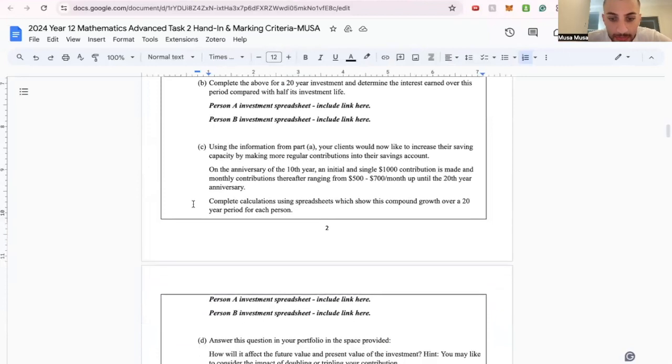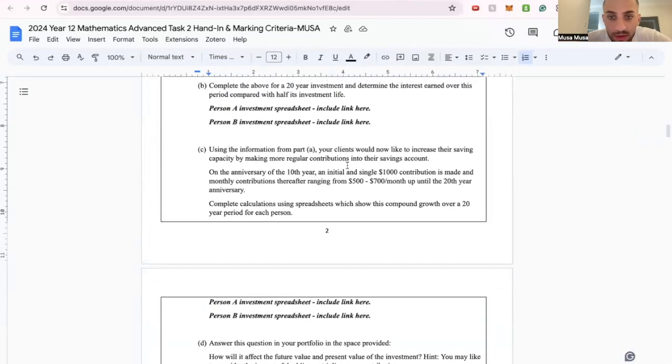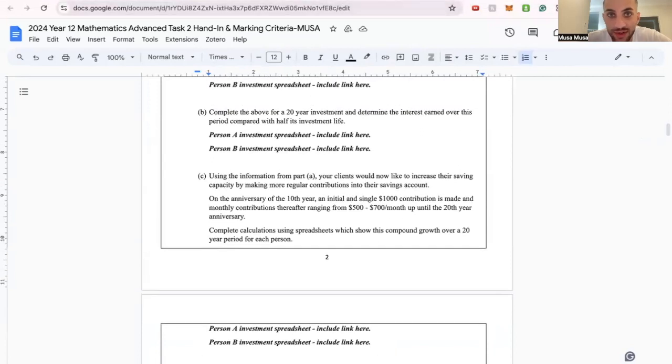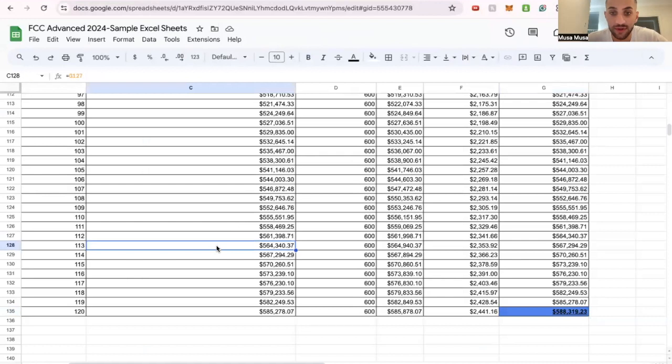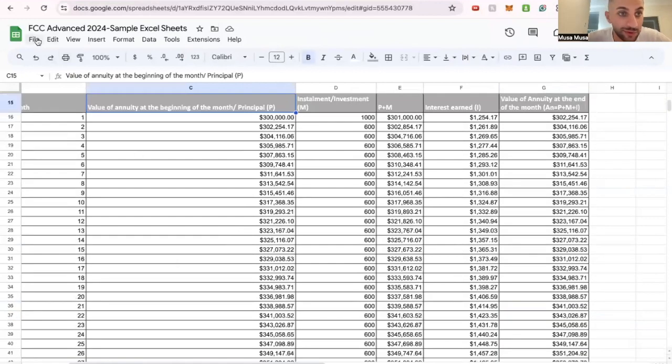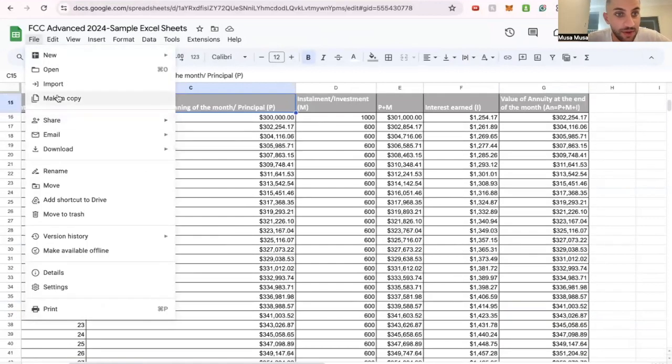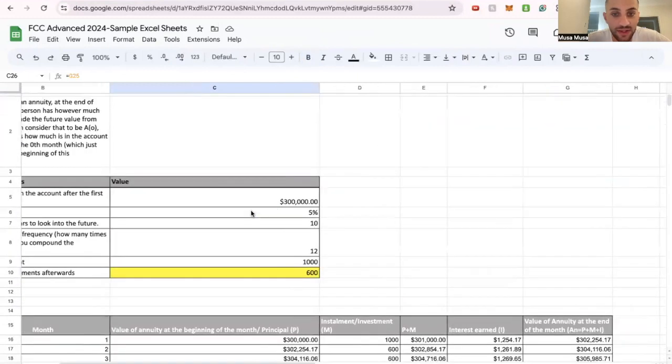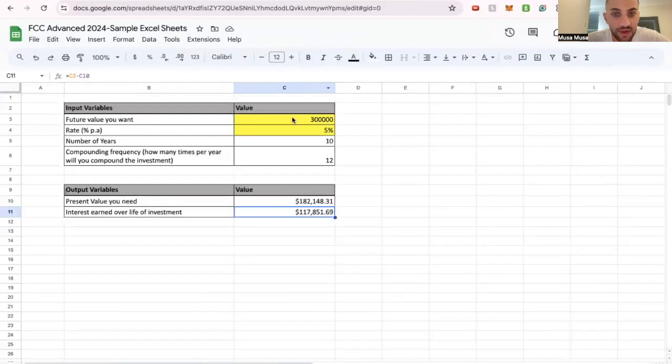It says complete calculation. So all you would do if you wanted to do this for another person, or for person B, is first of all, duplicate this entire Excel sheet. Make a copy and then just come back to here and change it. So don't make this 300, make this something else. Don't make that 5%, make it something else. All the rest of these formulas will still work. You don't have to rebuild the formulas. You just got to change the ones in yellow. That's it.